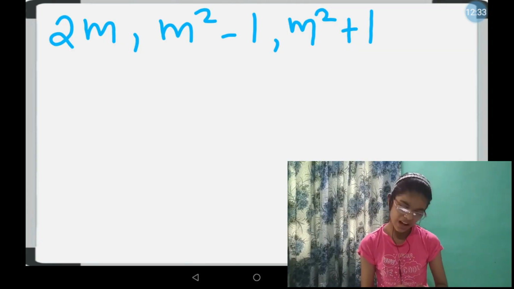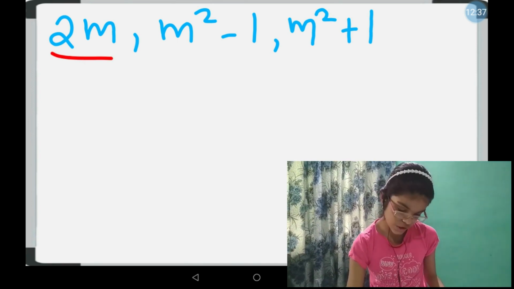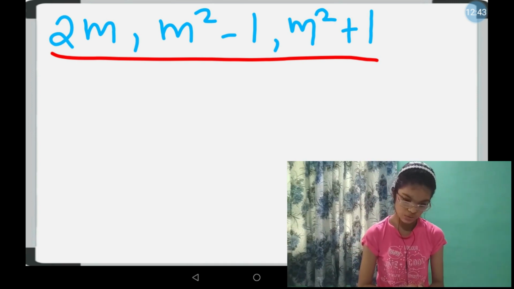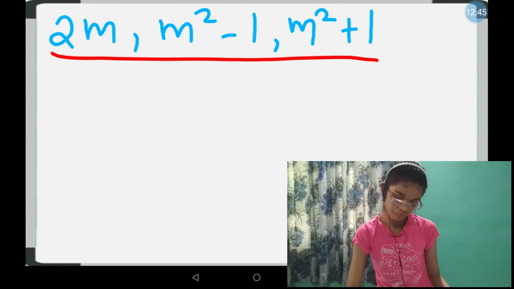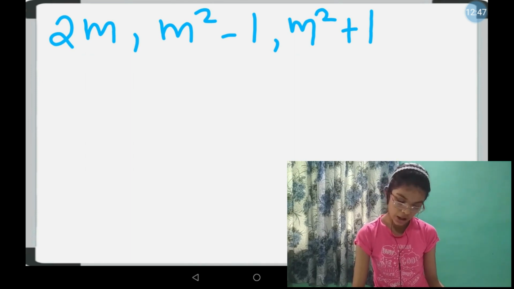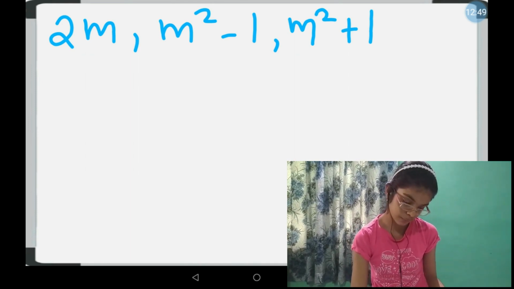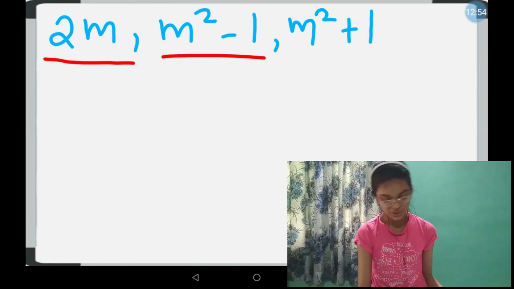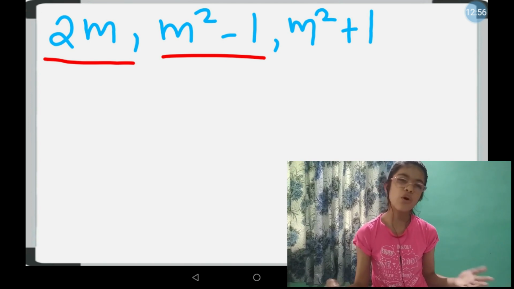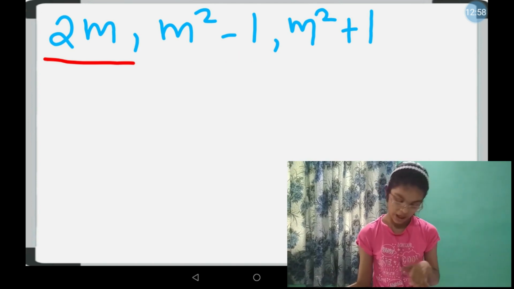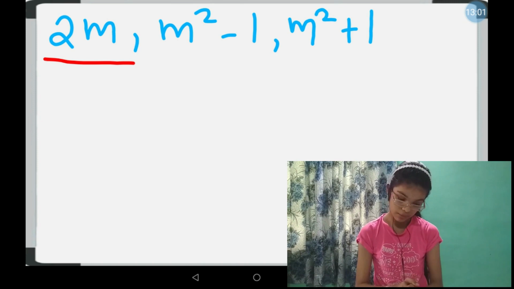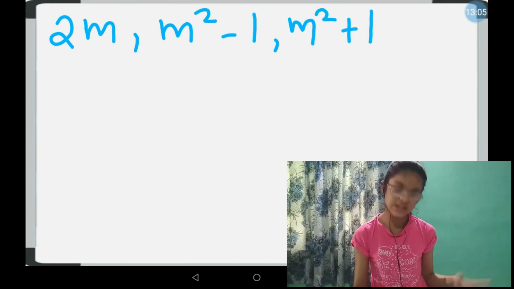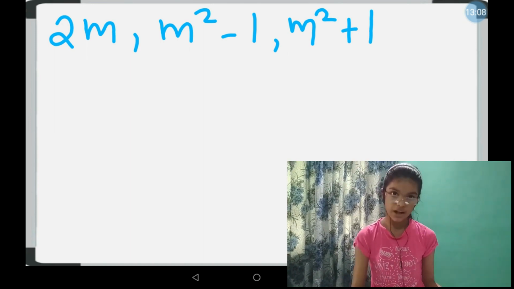So now we have to decide which of the three representatives, as I like to call it, we are going to use as equal to 12. Well, you can either use 2m or m squared minus 1. You could do m squared plus 1, because all the same you're just going to find m. It's totally up to you. You can choose.